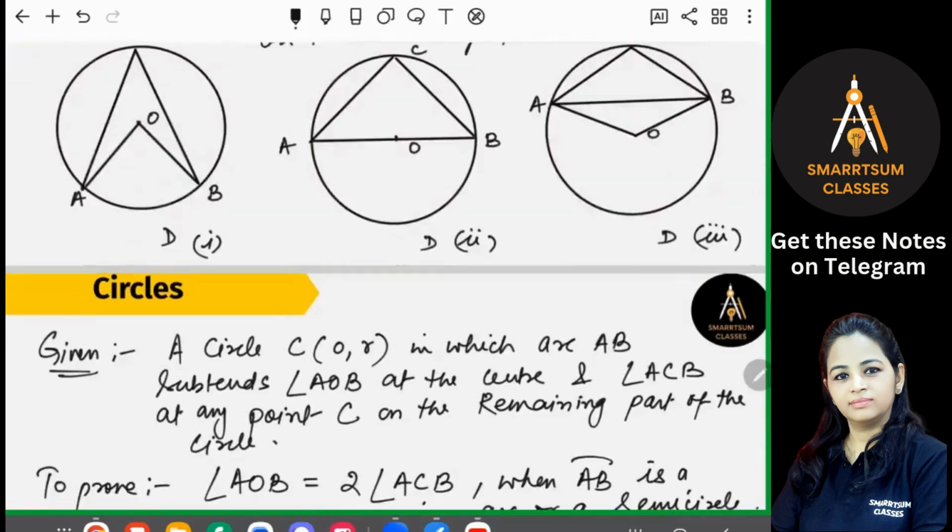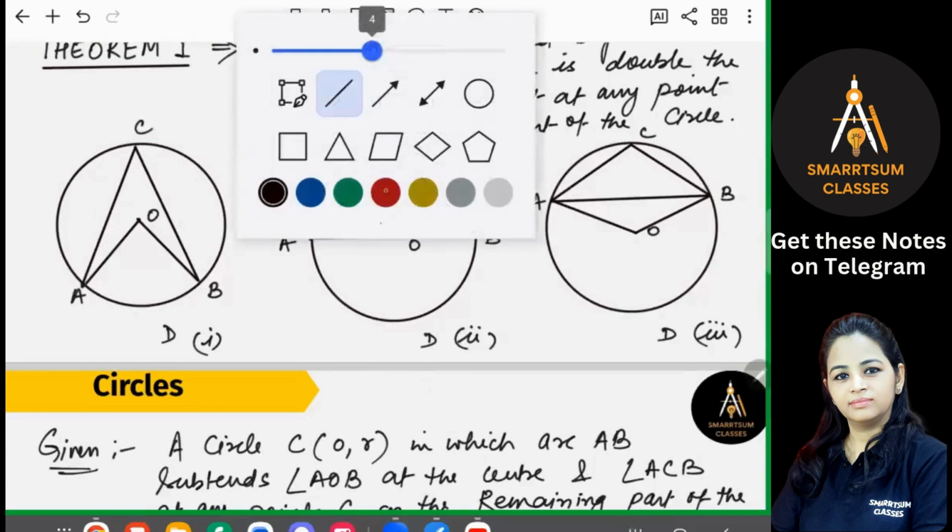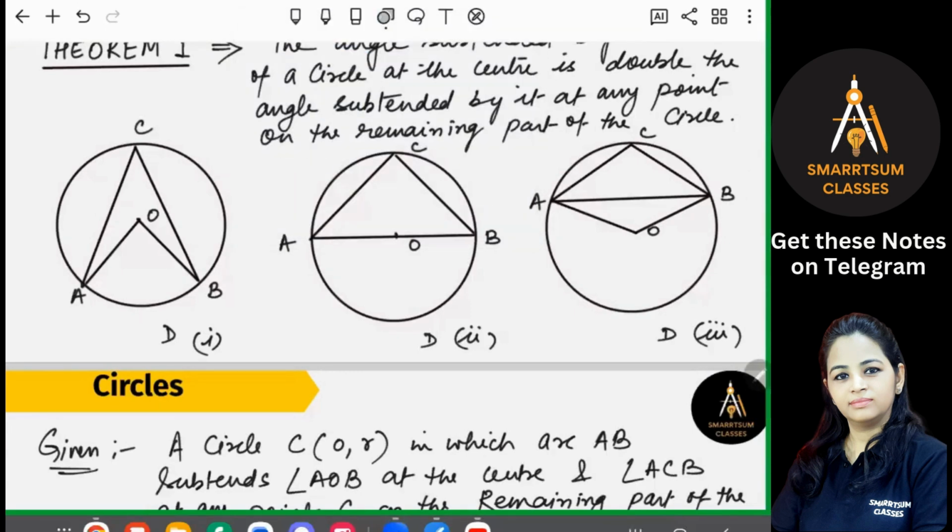So we will join AB and CO. Let's do that. Join AO and join AB, so AB we have joined like this, and CO. And then we produce this CO to a point D outside the circle, means we will extend this, like this. We'll join CO and then we extend it. In all the figures we will do this same thing.